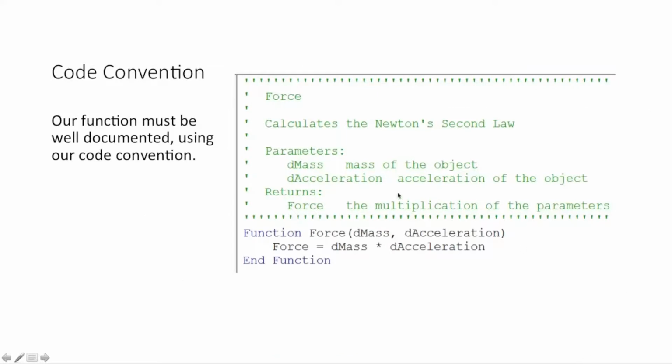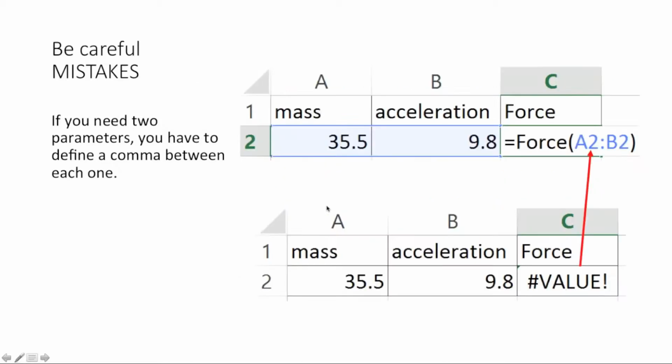Okay, the code convention is very important. We have to write some comments before the function. In this case, we have to write the name of the function, the description, what the function does, the parameters we're using, one line for each parameter describing what the parameter is, and the returns to define what we are getting from the formula. Okay, so we define in this case our force function to get the multiplication.